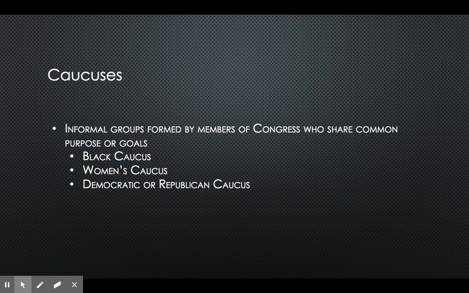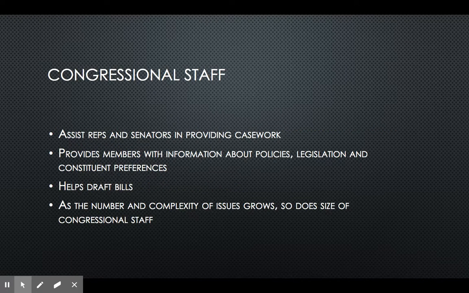First is caucuses, and these are informal groups formed by members of Congress who share a common purpose or goal. So in Congress, there is the Black Caucus, Women's Caucus, and then each party will also have a caucus. Okay, so those are members of Congress who are sharing that common purpose.